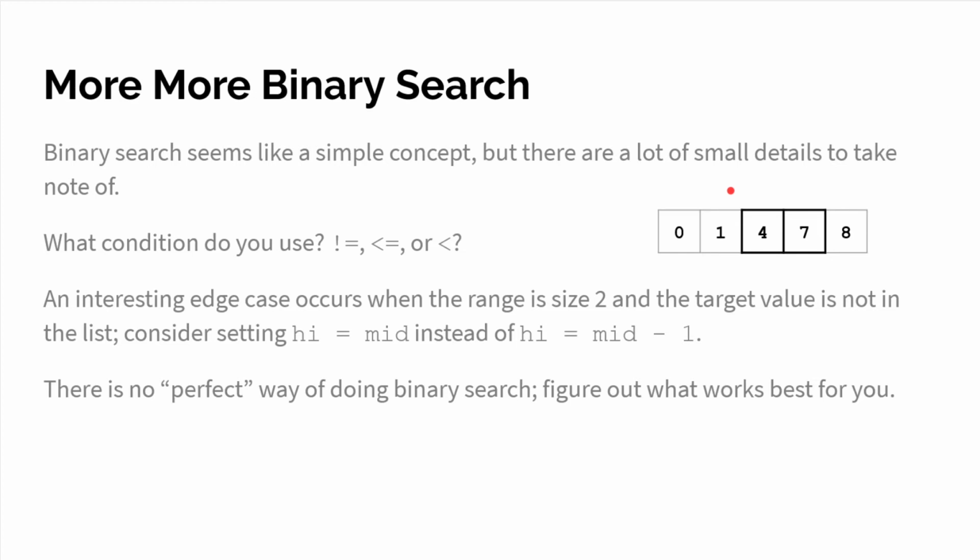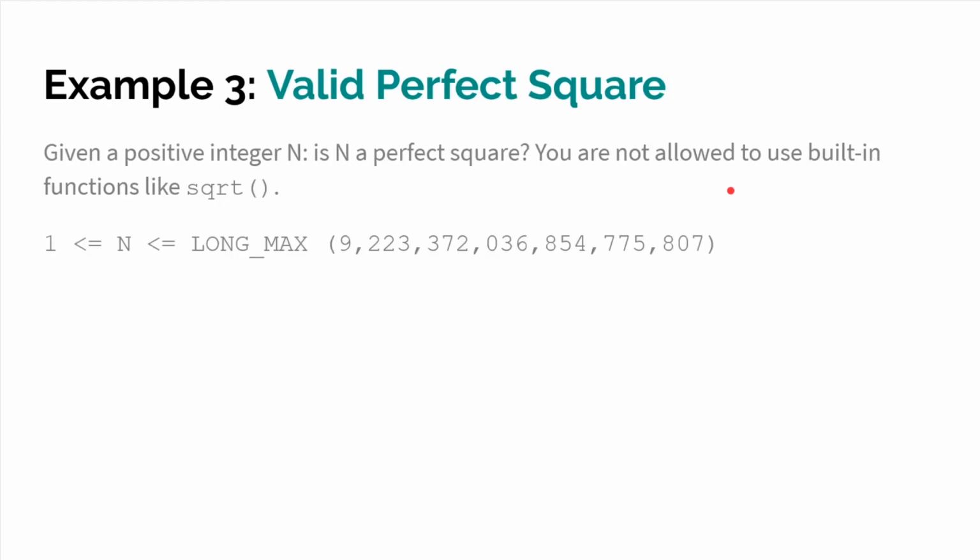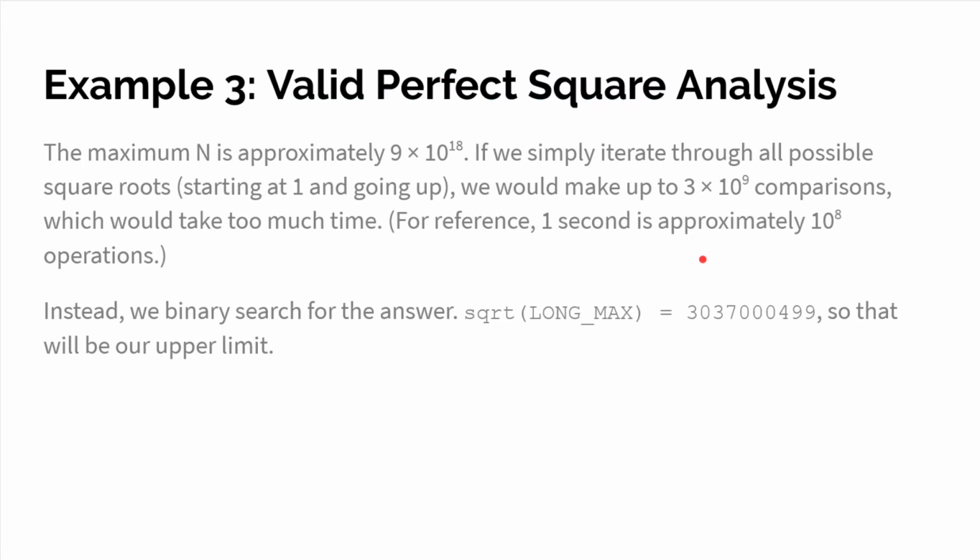So with that in mind, let's go into our final binary search example, valid perfect square. Given a positive integer n, is n a perfect square? You are not allowed to use built-in functions like square root. And this will be between 1 and the maximum long. Maximum long is a really huge number, around 9 times 10 to the 18th. Of course, we can't use sequential search here, that would take way too much time. So we can binary search for the answer instead, setting our high upper limit equal to the square root of long max.